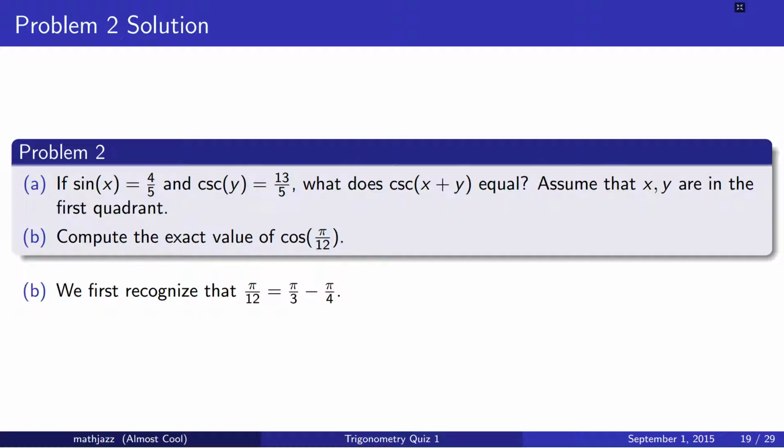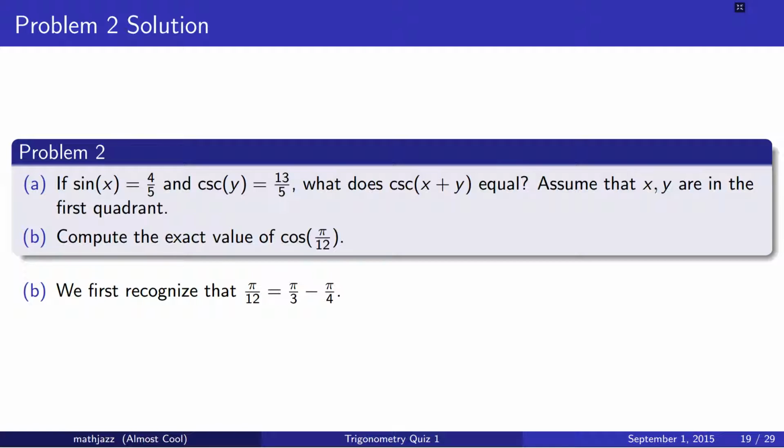For part B, the first thing we're going to do is recognize that pi over 12 is equal to pi over 3 minus pi over 4. The reason we do this is we do not have pi over 12 memorized in our reference angles, but we do have pi over 3 and pi over 4.